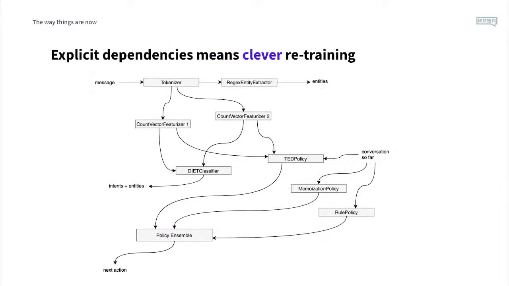Another big advantage is that it allows us to be clever about which components we have to retrain when retraining a model. If we change one component, we only have to retrain that component along with any components that depend on its output. If we change the configuration of the CountVectorsFeaturizer 2, we only have to retrain that component along with components that actually use the data it outputs. So here, the DIET classifier and the TED policy, because this is an end-to-end architecture. Now I'm going to give a quick demo of how this enables us to actually make use of this with caching when retraining models.